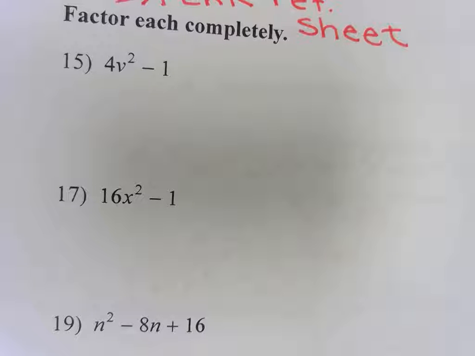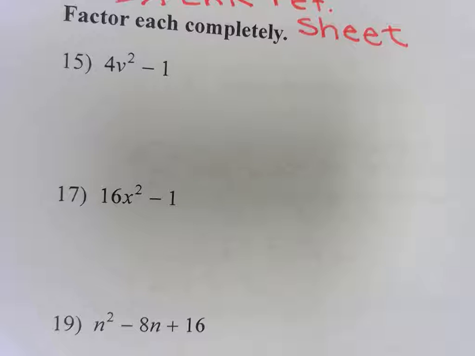Okay, as I look at factoring this, the first thing I always look for is a GCF. So if I look at number 15, is there a GCF for 4b squared and -1? No. So I move on and I look at how many terms it has. How many terms does 4b squared minus 1 have? 2. So which box on the reference sheet am I going to be looking at that has 2 terms? Yeah, the very left box.